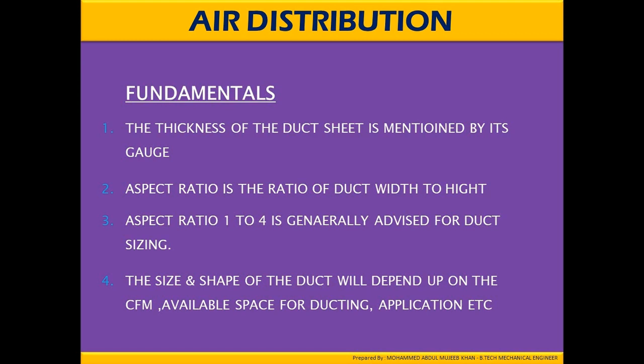Aspect ratio is the ratio of the duct width to height. Aspect ratio 1:4 is generally advised for duct sizing. The sizes and shapes of the ducts will depend upon the CFM, available space for ducting, application, etc. Basically, CFM is known as cubic feet per minute, in which the airflow is actually measured. So, this is one of the parameters or a unit the airflow is measured. Airflow is also measured in different parameters like liter per second, meter cube per hour, etc.